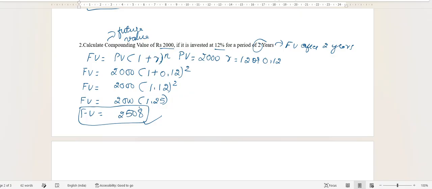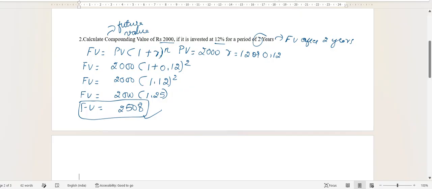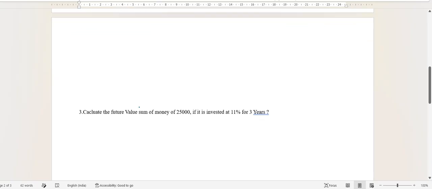Next, we will go ahead with the third problem now. Calculate the future sum of 25,000 if it is invested at 11% for 3 years. Again, students, please apply the same formula. Future value is equal to present value, 1 plus r, to the power of n.